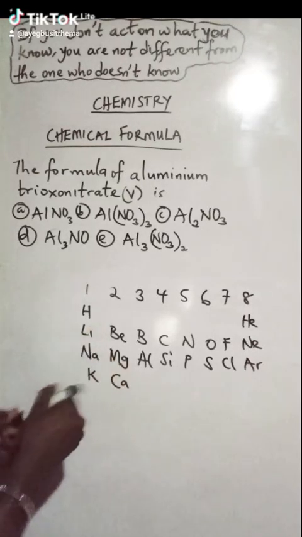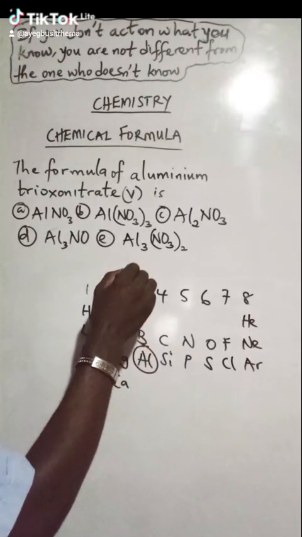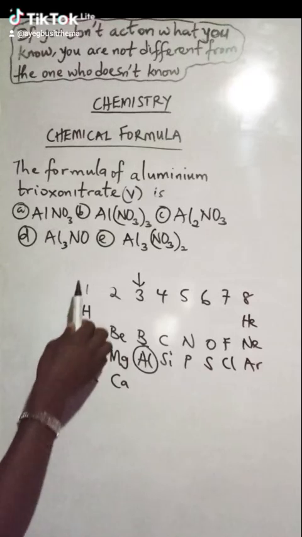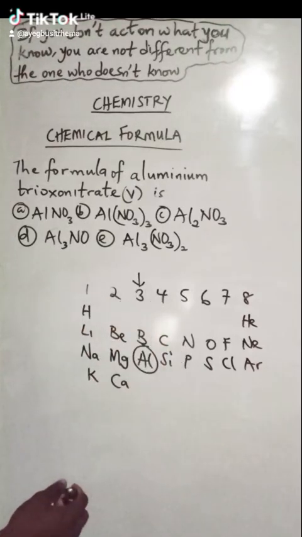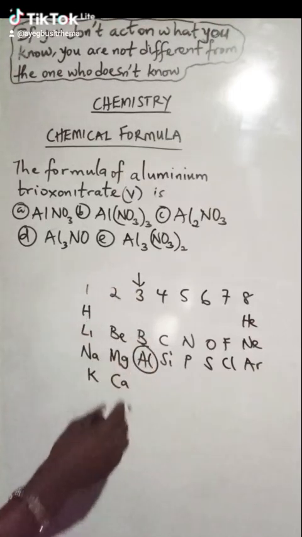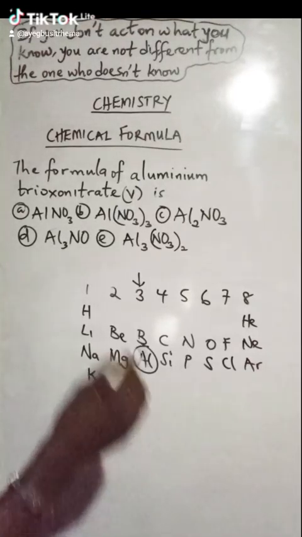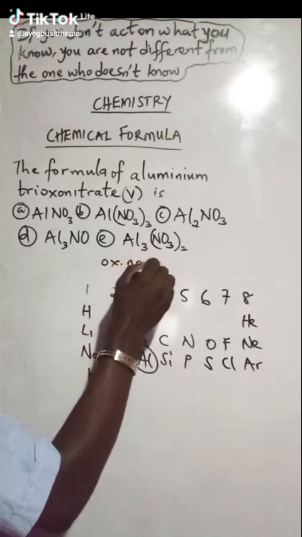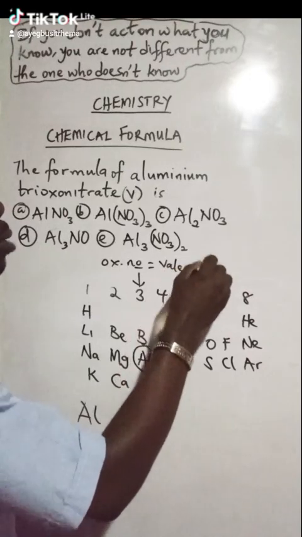Now, look at the first element, aluminum. It belongs to which group? Group 3, right? So, for the first 3 groups or even the first 4 groups, the group that they belong to determines their oxidation number. What is oxidation number? Oxidation number is simply valency plus charge.